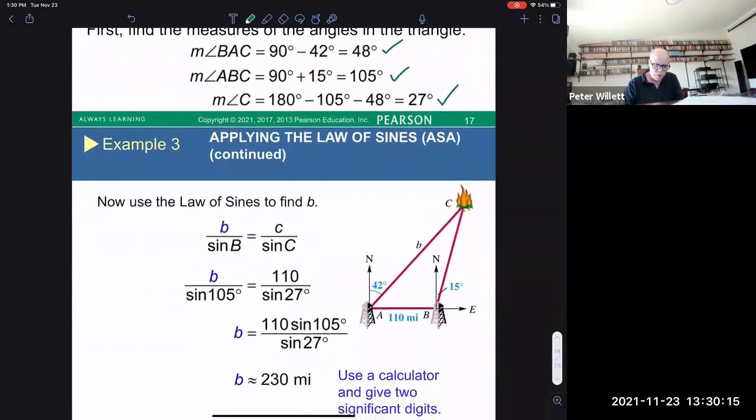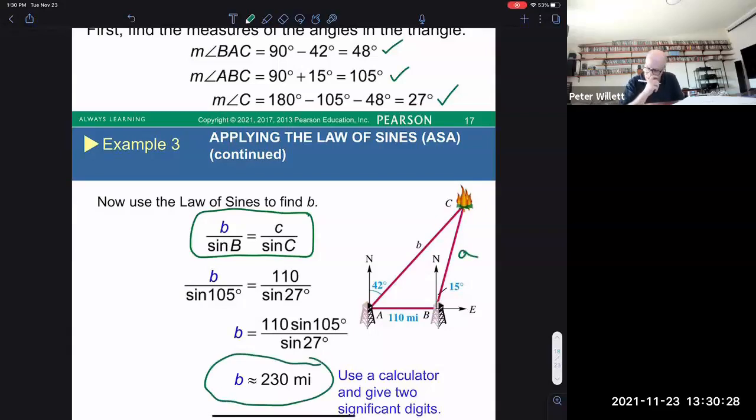But we would then put side B with two of the ones that we know. Since we were told side C, we would do those. And then we could solve for side B as the problem required. Now, we could also go back over here and solve for side A if they had asked for the distance between the eastern tower and the fire, but they didn't. They just asked for the distance between the western tower and the fire.